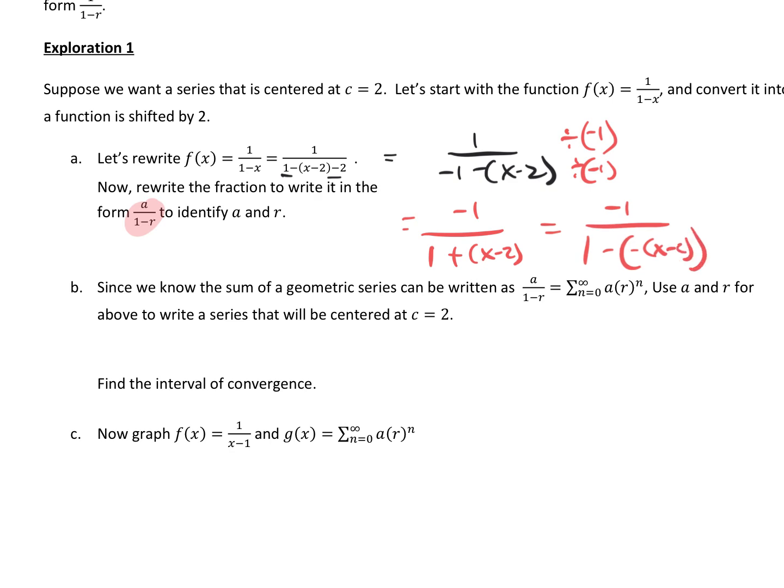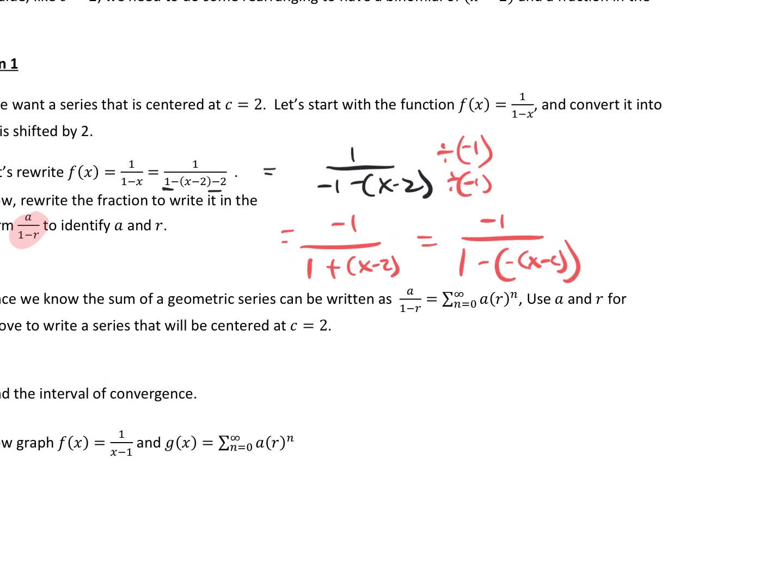Okay? Well, what's the story there? Why do we do that? Well, we have now a over 1 minus r, so that gives us our a value. So a is negative 1, and r is going to be negative x minus, I put a C there. That should have been a 2, huh? All right, so this is going to be negative x minus 2.